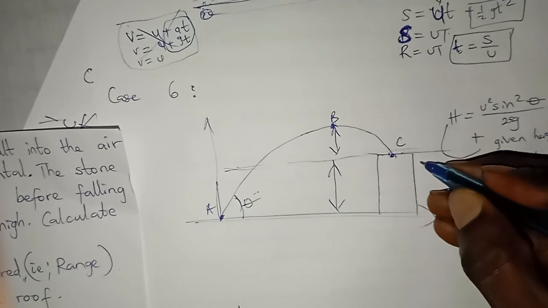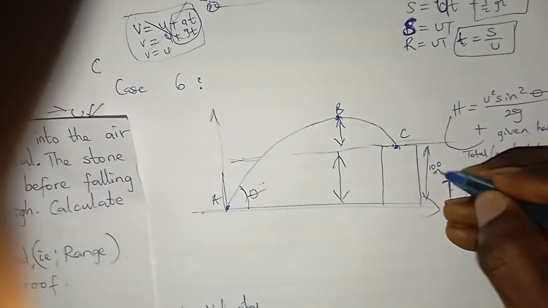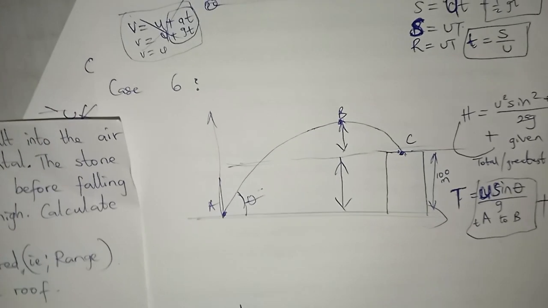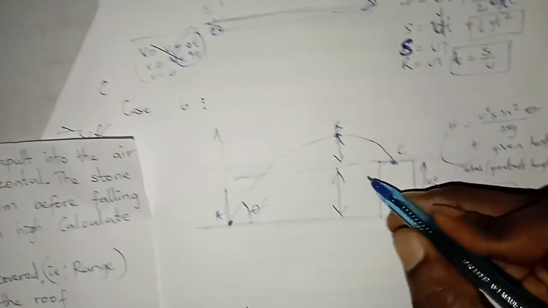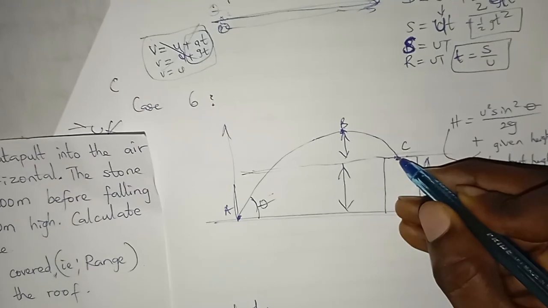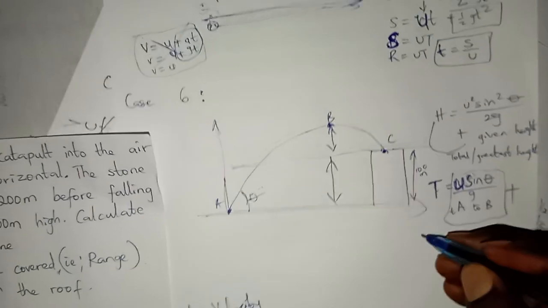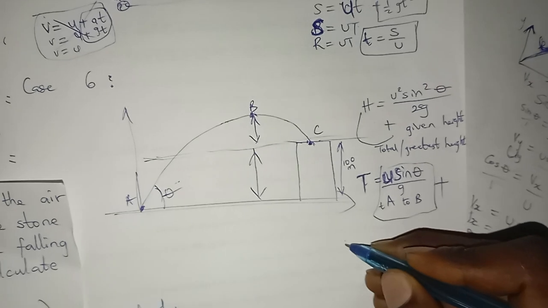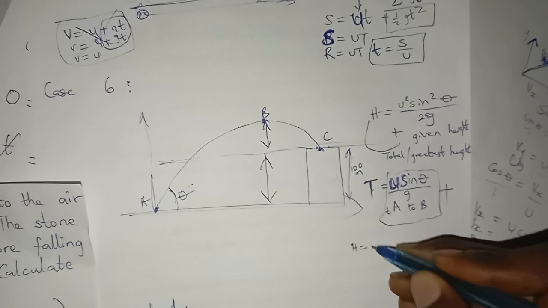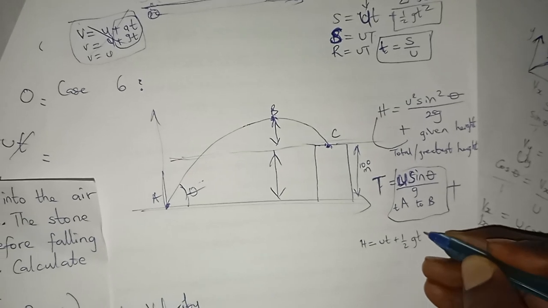So if, for example, what I'm giving here is 100 meters, I'll simply say what is the total time from this end to this end. So I'll simply make use of my h. First of all, I'll make use of my h, that is h equals ut plus half gt squared.